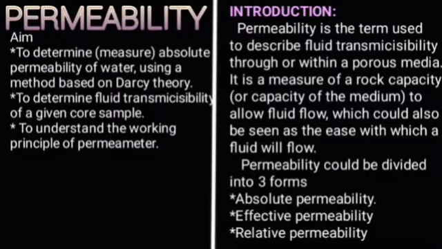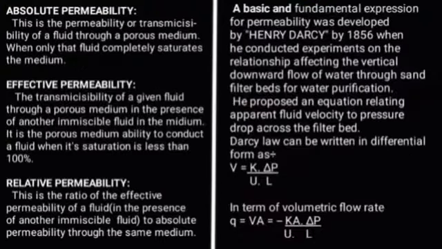Permeability could be divided into 3 forms. We have the absolute permeability, the effective permeability, and relative permeability. Let's talk more about them. Absolute permeability is the permeability or transmissibility of a fluid through a porous medium when only that fluid completely saturates the medium. To explain further, absolute permeability is related to a single fluid and is conducted when a single fluid or phase is present in the rock.